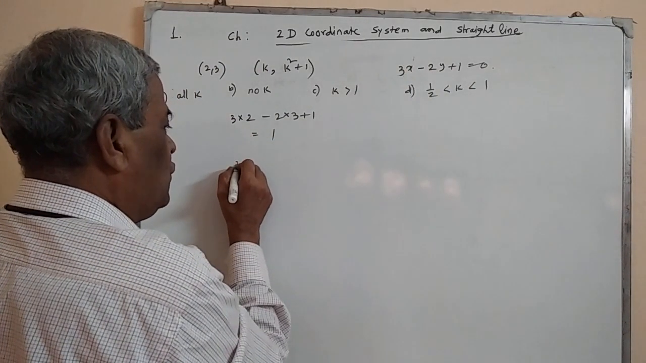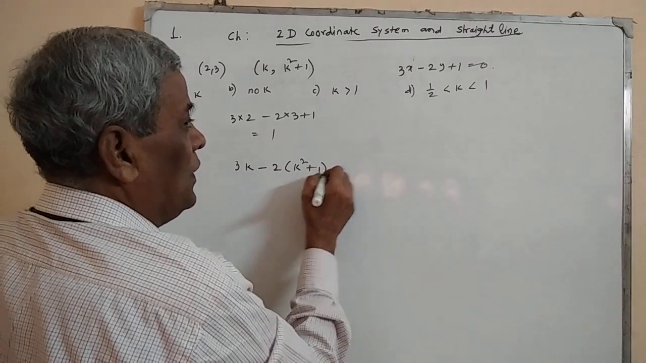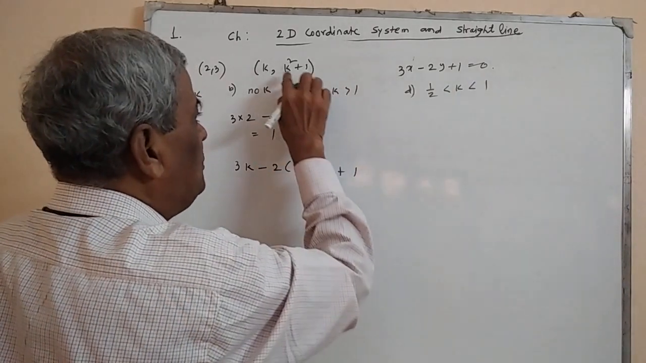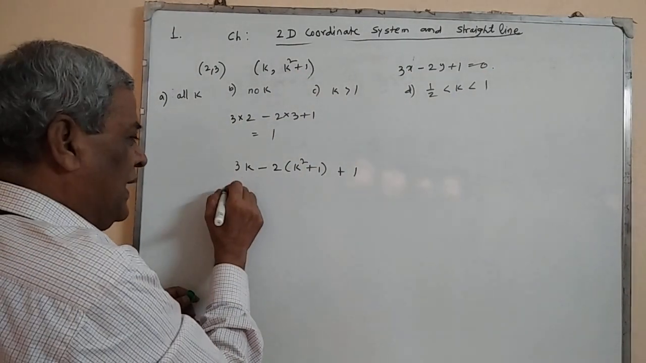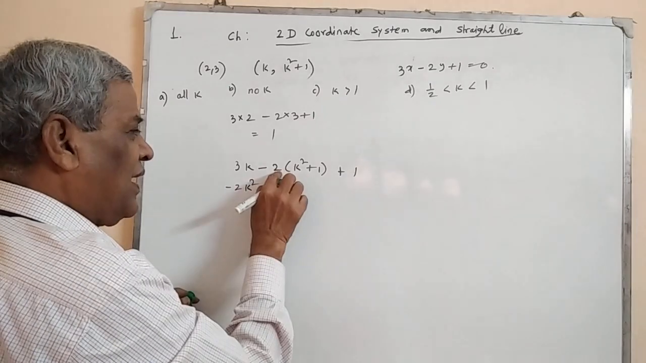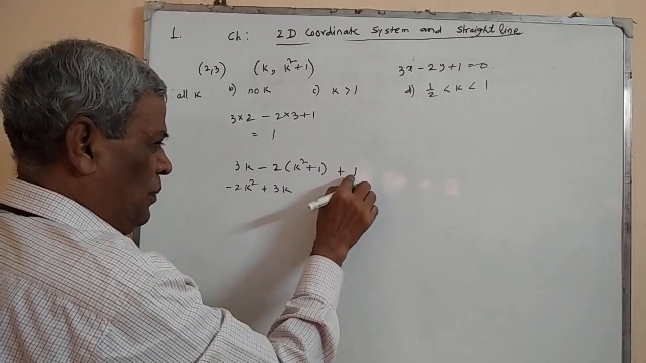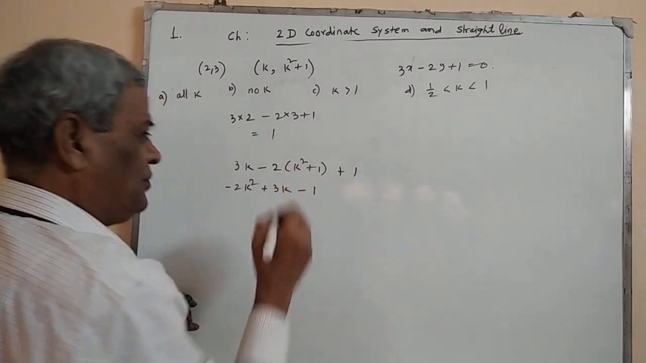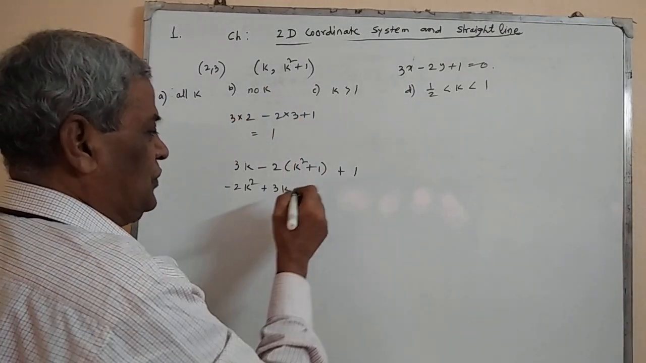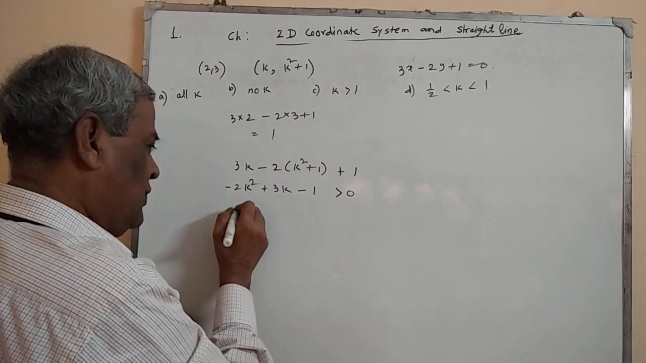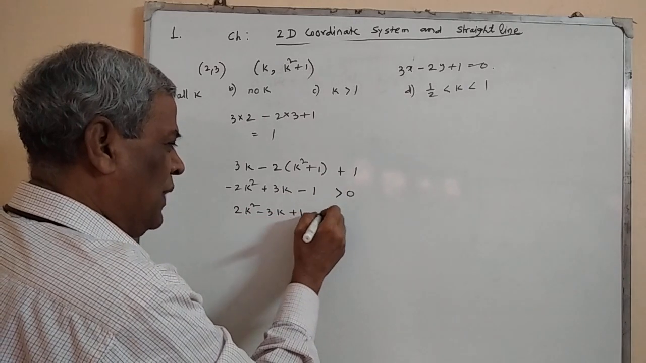Now put 3 into k minus 2 into (k squared plus 1) plus 1. Putting this on the left hand side, it is minus 2k squared plus 3k minus 2 plus 1, that is minus 2k squared plus 3k minus 1. So it must be positive, that is, 2k squared minus 3k plus 1 must be negative.